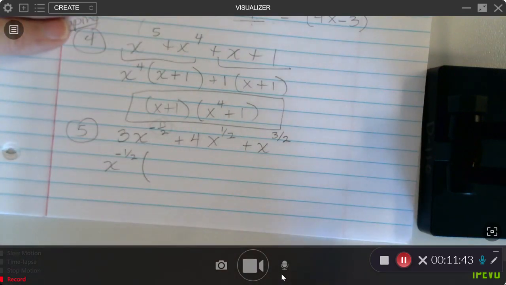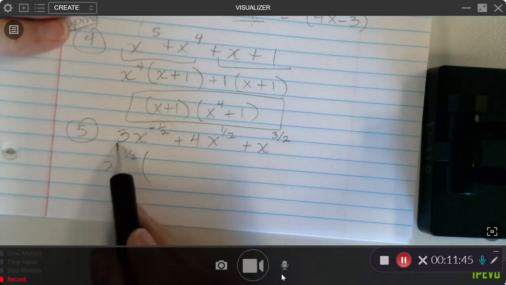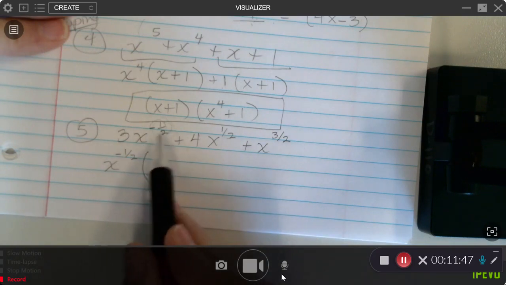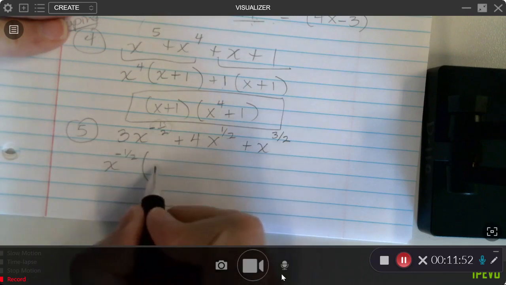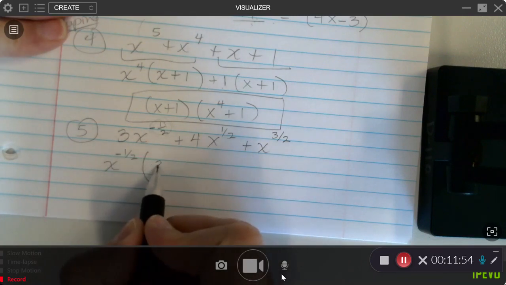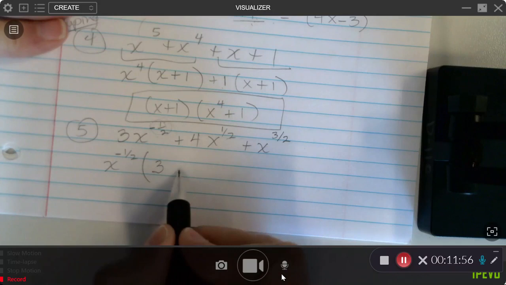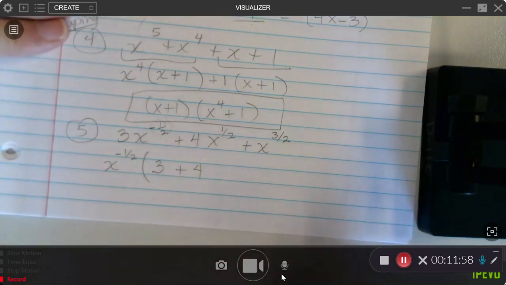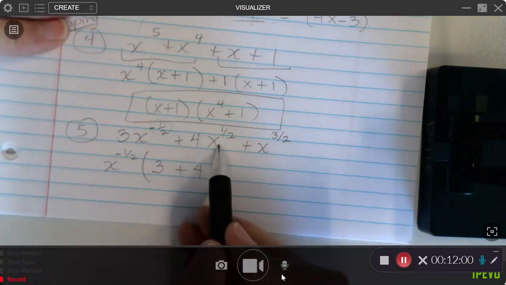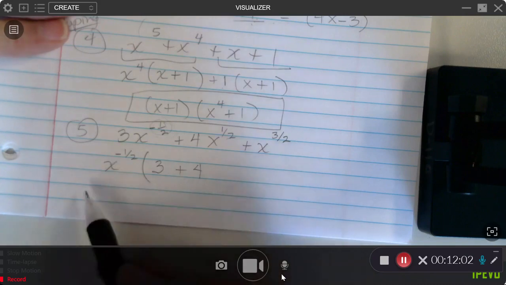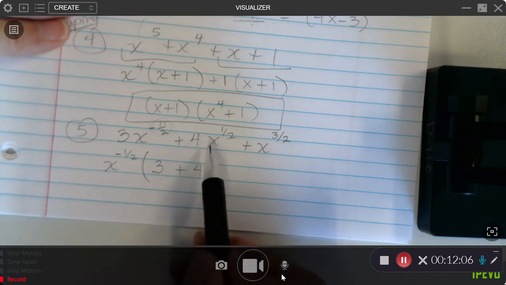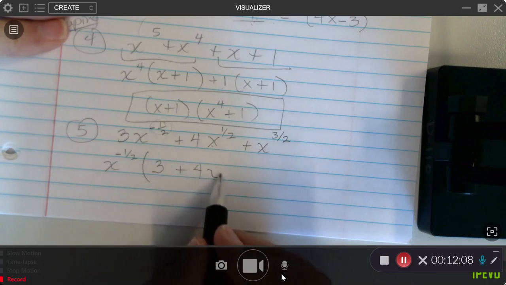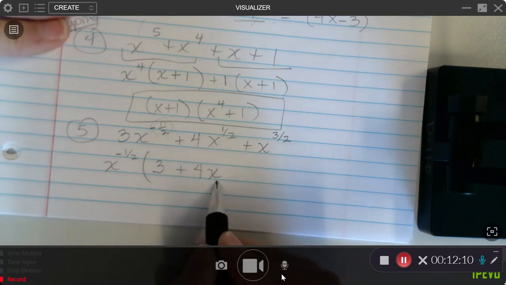Now what are we left with? Kevin, for the first one. Factored out x to the negative 1/2. We're just left with the plain old 3, right? For the next one, this is what causes people the most headache. I know there's going to be some x's left, right?